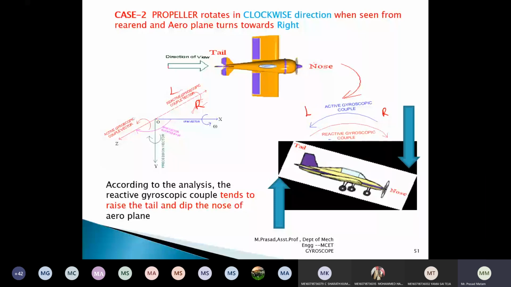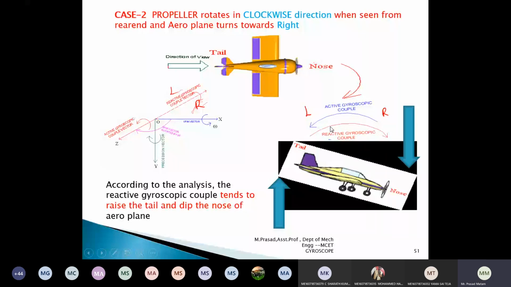Now you can tell me how the active couple is moving. The active couple is moving from right side to left. See the arrow mark where it is pointing. The arrow mark is pointing towards the left hand side. That's why the active couple is moving from right side to left side. And how is the reactive couple acting? It is moving from left side to right side. It starts on the left side and the arrow mark is pointing towards the right side.